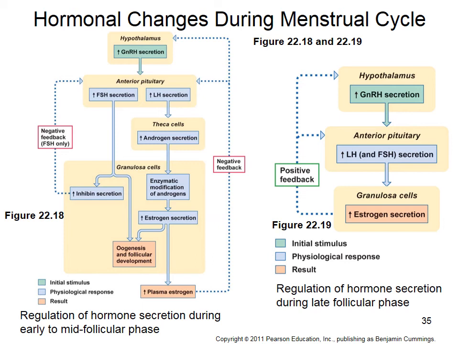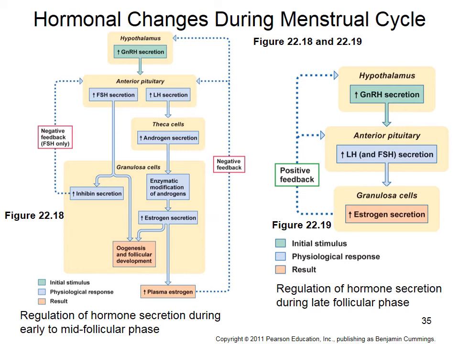Once a single follicle gets large enough, it starts to produce inhibin to negatively feed back on FSH, so you get only one follicle developing. Remember we see that increase in FSH and then it starts to decrease, and that decrease is due to inhibin production. Late follicular phase, things change.